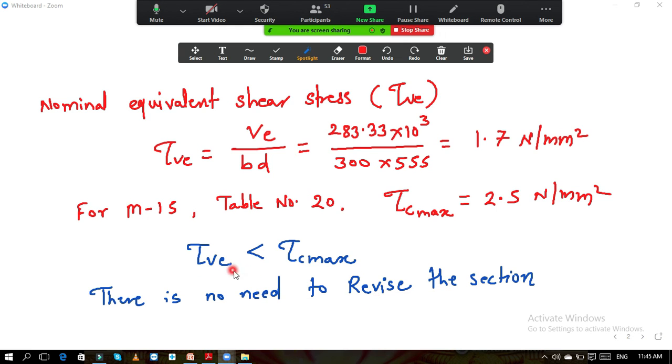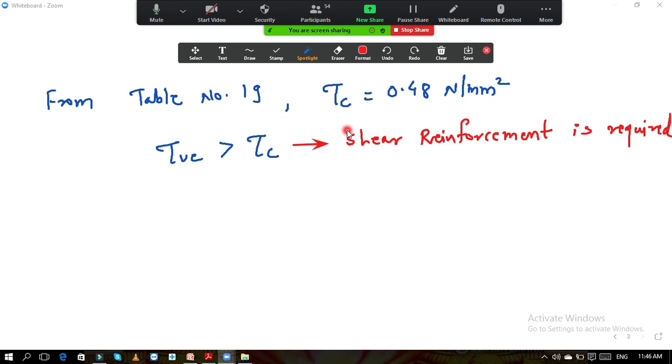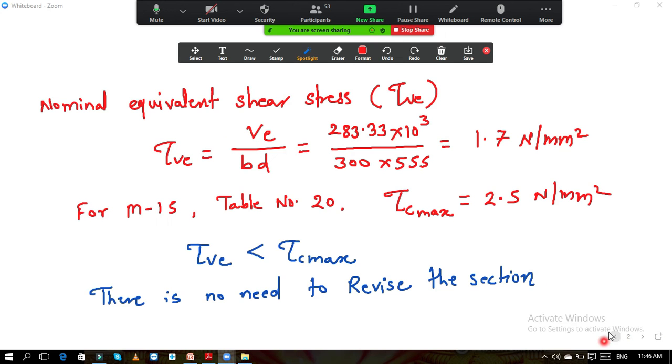Okay, whenever your tau ve, that is nominal equivalent shear stress, is greater than tau c max, then the section must be revised. हे लेस आलं म्हणजे there is no need to revise the section. पहिली गोष्ट कन्फर्म झाली. Next, what we have done, we have calculated the permissible shear stress from table number 19, and this value is 0.48. And what is the value of tau ve? Tau ve value is 1.7.